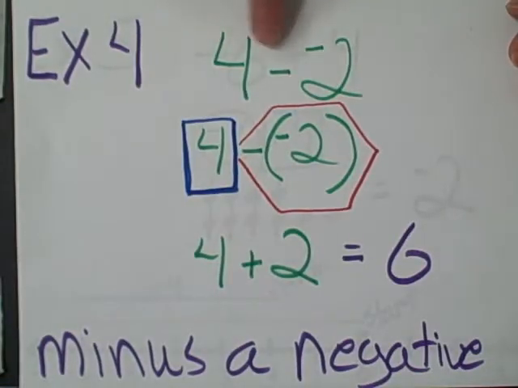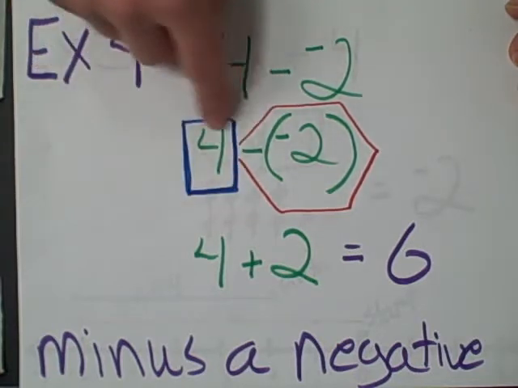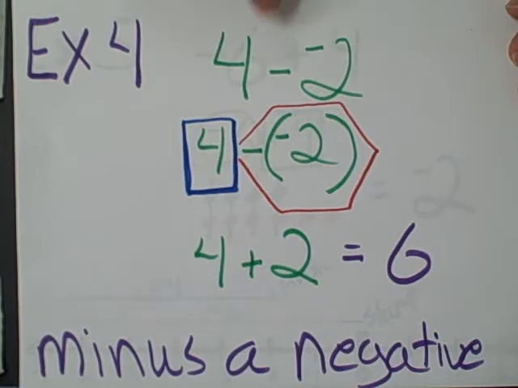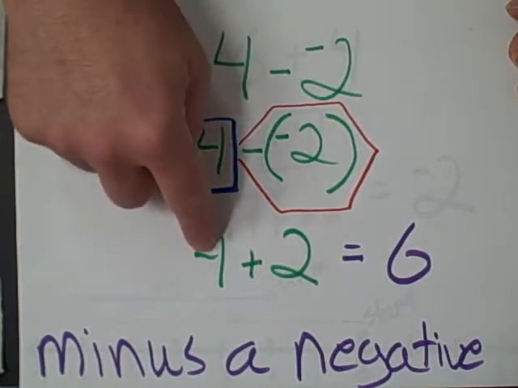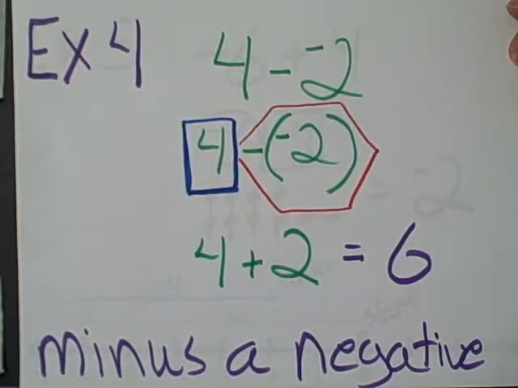Example 4, we have a 4 minus a negative 2. When we separate the integers, we have a positive 4. Then we have a minus negative 2. The minus negative becomes a positive, and we end up with 4 plus 2 is 6.